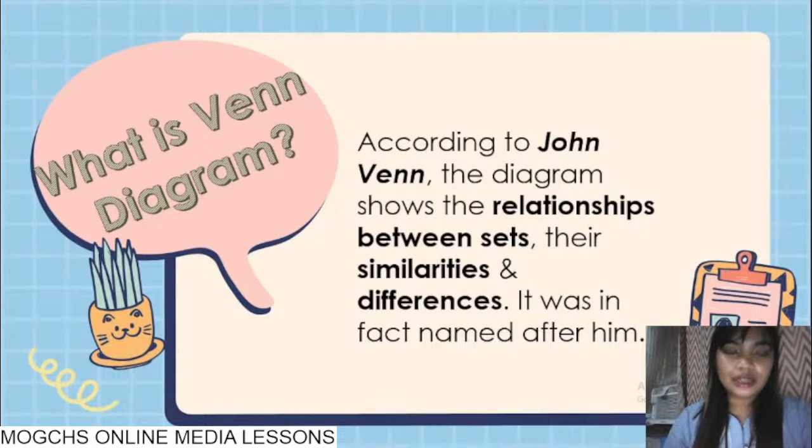So first, let us define what is a Venn diagram. According to John Venn, the diagram shows the relationships between sets, their similarities, and differences. It was in fact named after him. So a Venn diagram shows you the relationship between sets. It could be more than two sets. So it will show you the similarities and the differences between the sets.